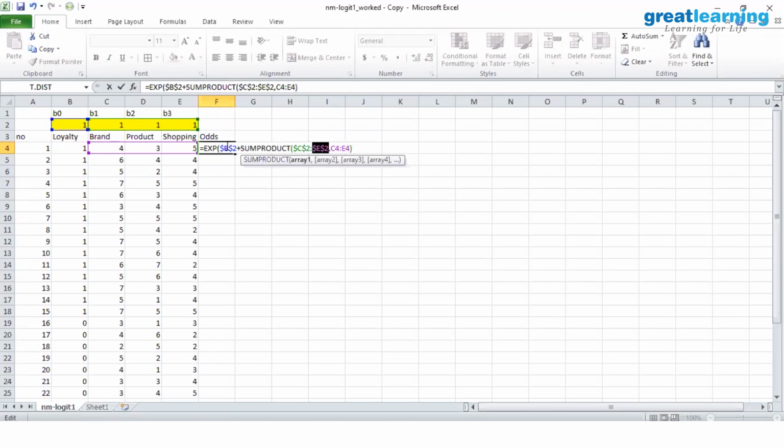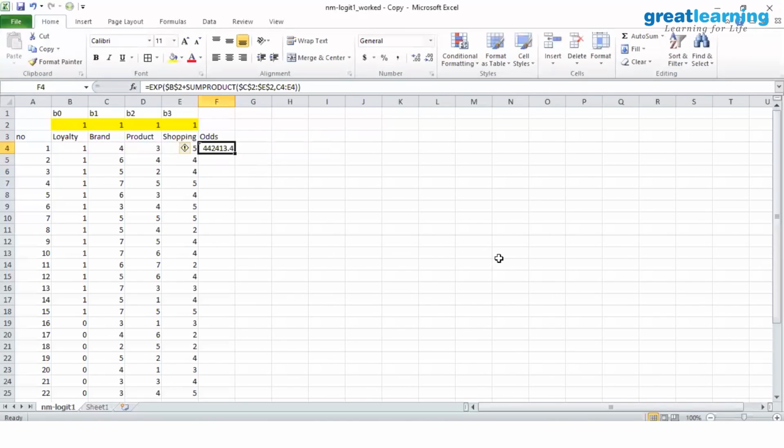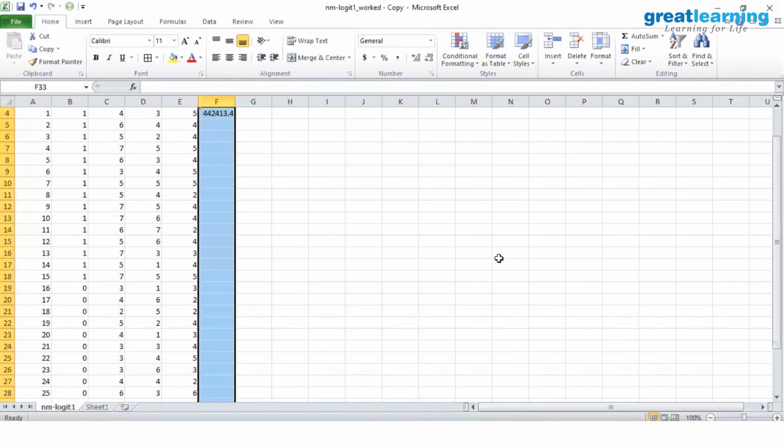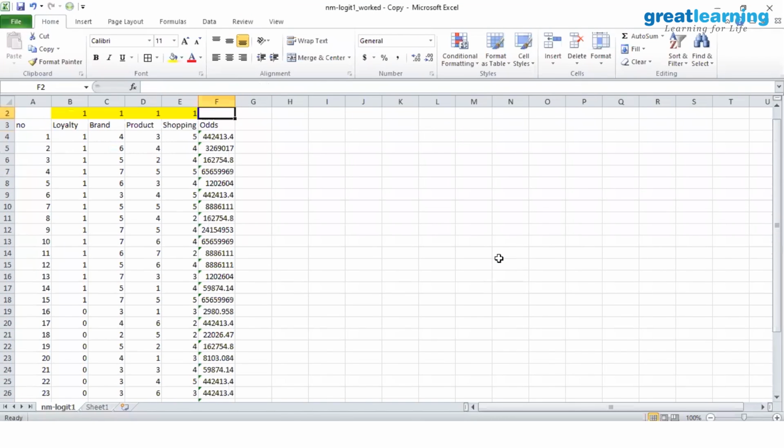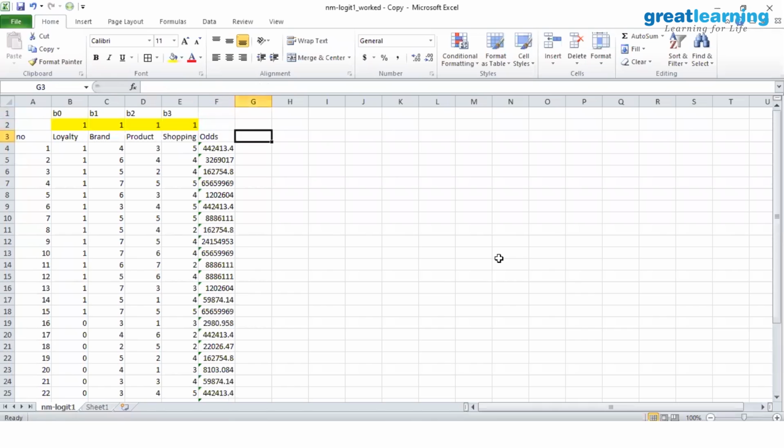So what does this dollar sign mean again? Fixing the b. I'm going to fix that value specific to that cell. All right. So I'm deriving an odds. Similarly, I'm going to derive odds for all the values, all the records.